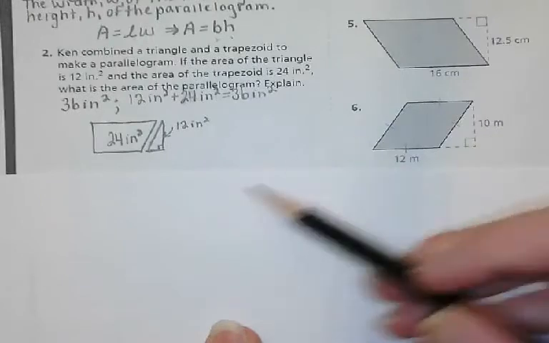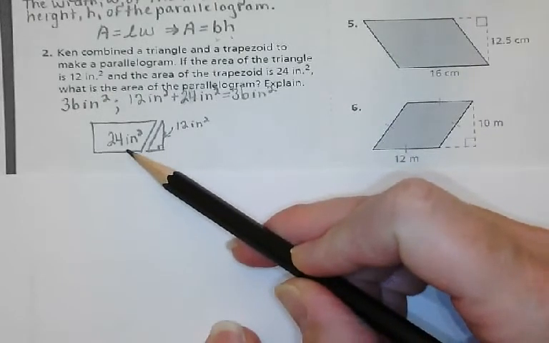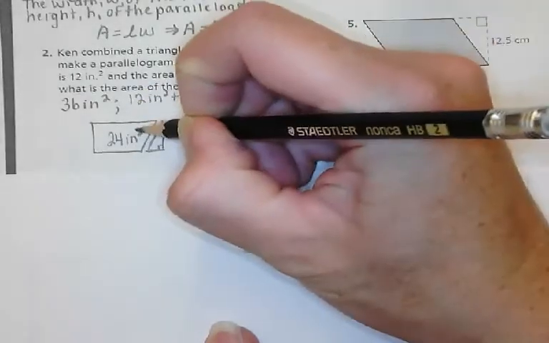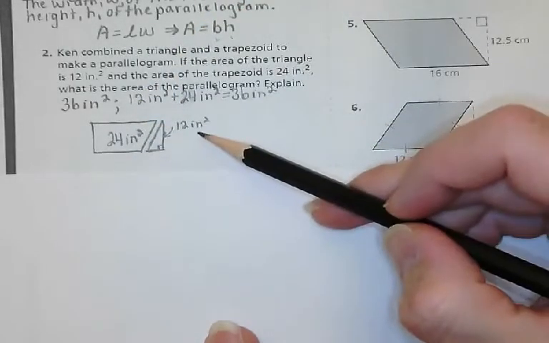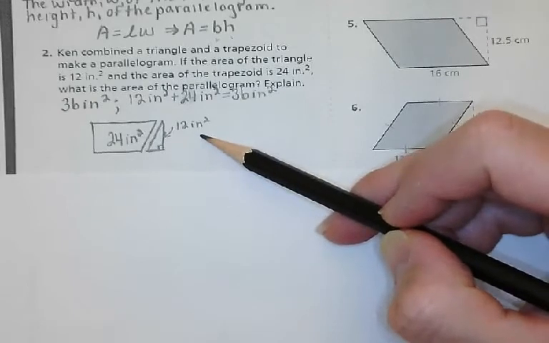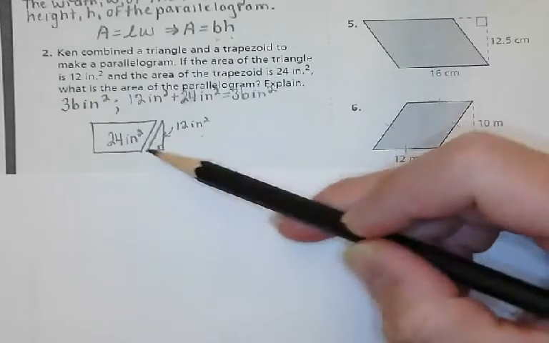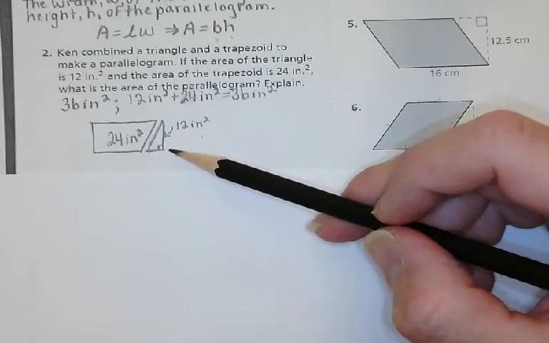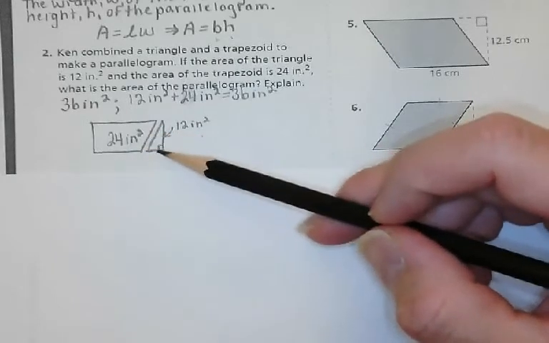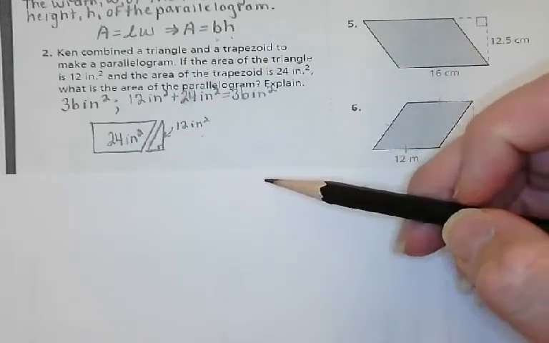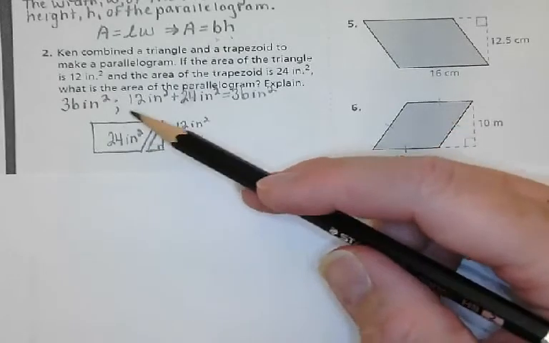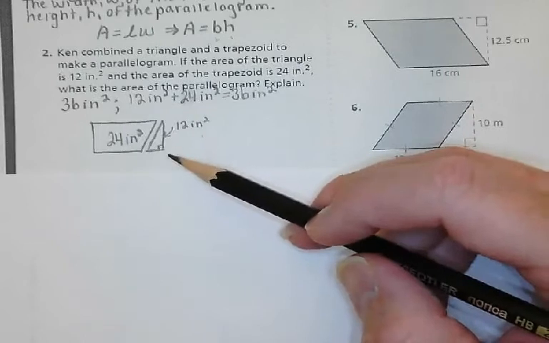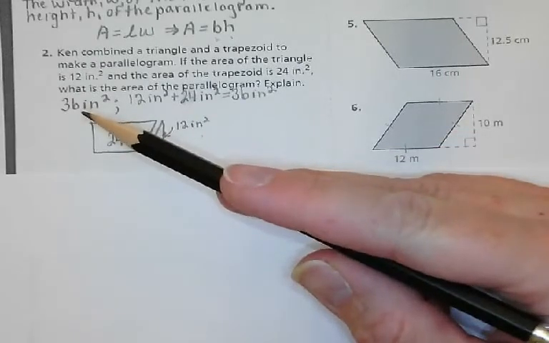Okay, so I drew a picture of a trapezoid. We're told that the trapezoid is 24 inches squared. That is a 2 there. And the triangle is 12 inches squared, and if you push them together, you would get a rectangle, or it could be a parallelogram. Okay, so we're going to add the two parts together, the 24 and the 12, and we get 36.